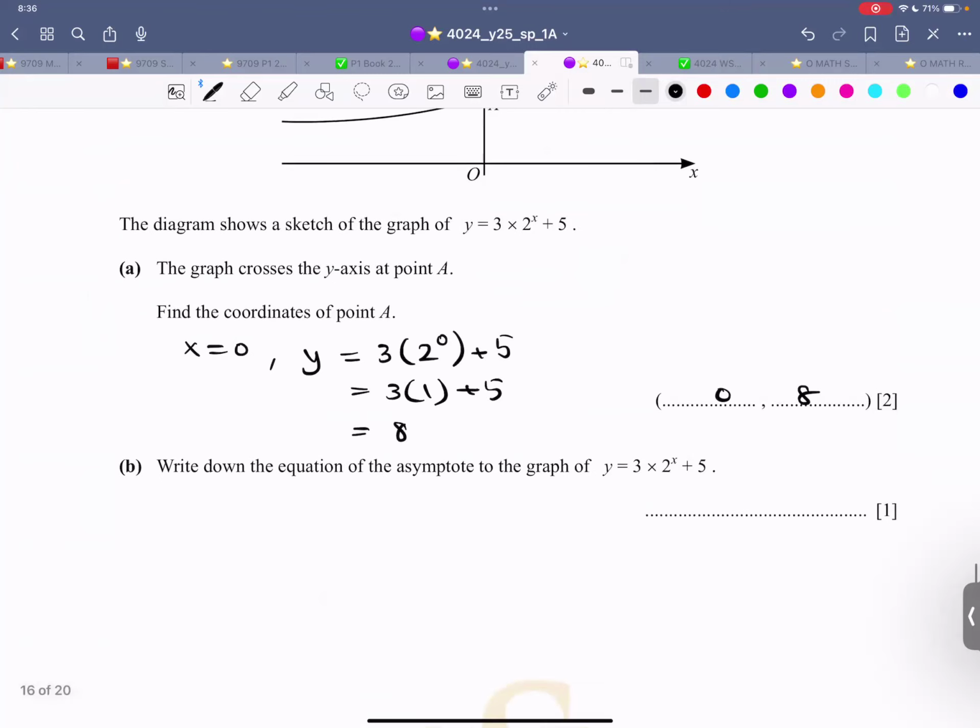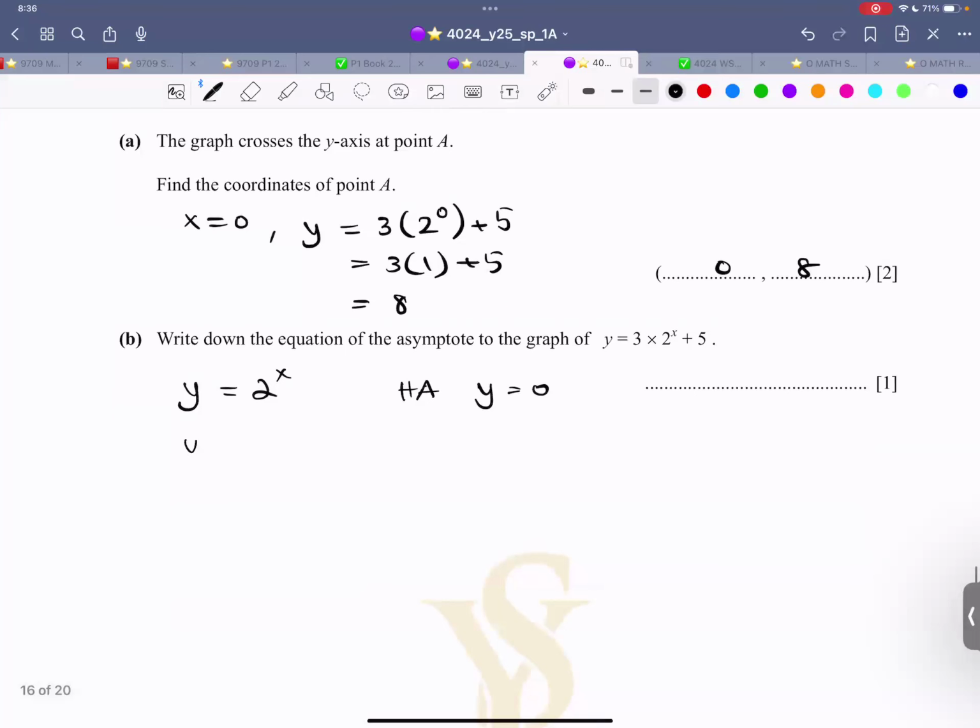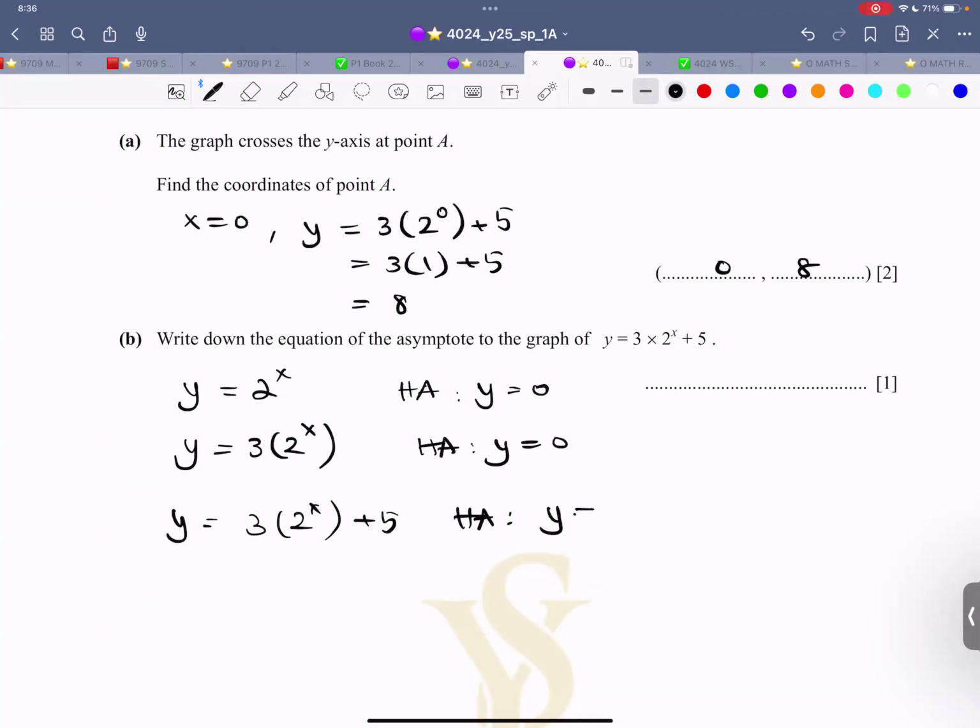Write down the equation of the asymptote of the graph. When we simply draw y equals 2 to the power x, the horizontal asymptote is y equals 0. Even if we draw y equals 3 into 2 to the power x, the horizontal asymptote is unchanged. It's still y equals 0. When we draw y equals 3 into 2 to the power x plus 5, the horizontal asymptote increases by 5 units. y equals 5. That is what they want you to write. So now this thing is done.